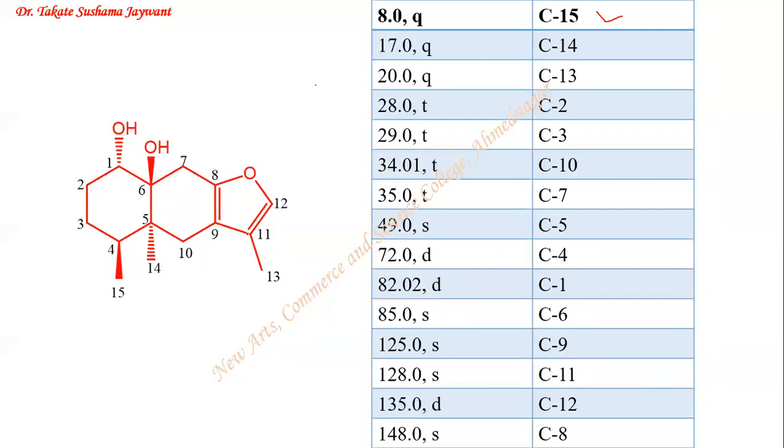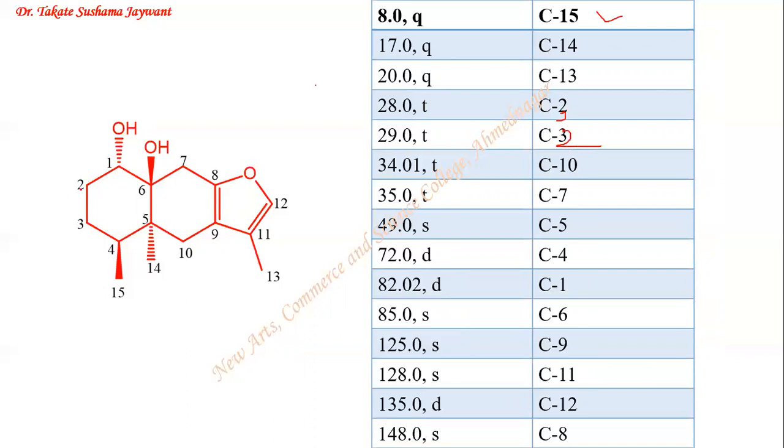28.0 triplet. Now I have to look for the carbon atoms which can give me triplets. There are 4 carbon atoms which can give me a triplet: 2, 3, 7 and 10. In total we have these many triplets here. 29 triplet is there, and 28 triplet is also there, but the 28 triplet must be because of C3, and the 29 triplet must be because of C2.